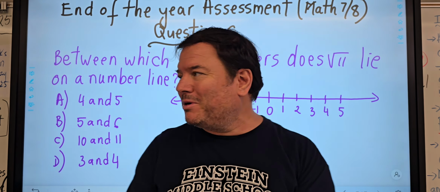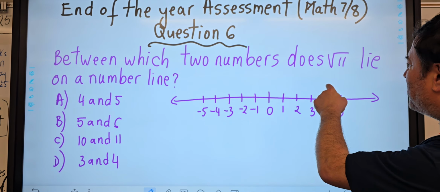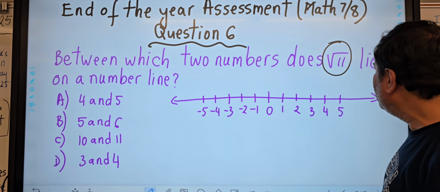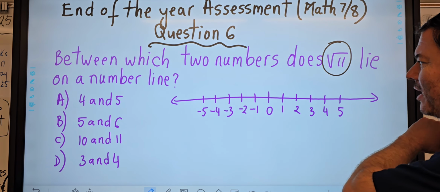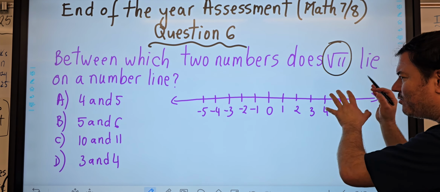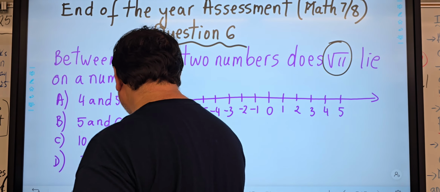Today, let's continue with the end of the year assessment Math 7-8 review, and we are going to tackle question number 6. Let's take a look at this question. Between which two numbers does the square root of 11 lie on a number line? So we have the square root of 11, right?